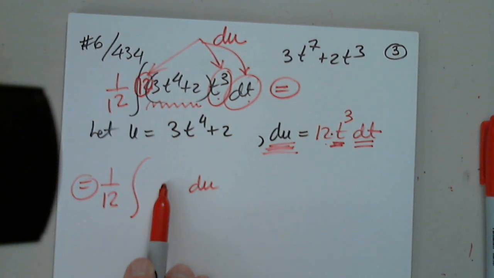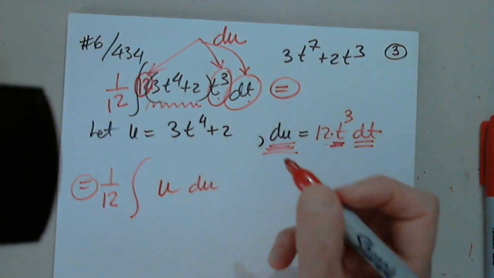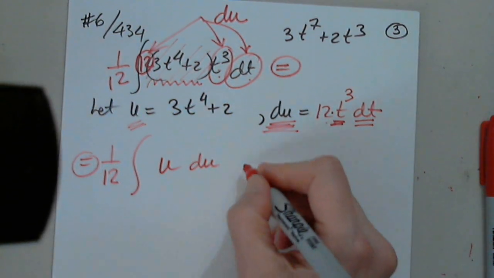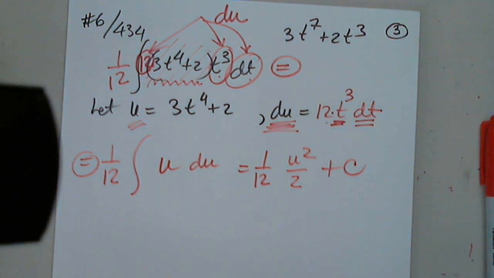Is it the U? Say it again. It's okay if you're wrong. We're trying to establish the steps. This is our U, exactly. This piece is the u. So then the answer will be 1 over 12 u squared over 2 plus a constant c.